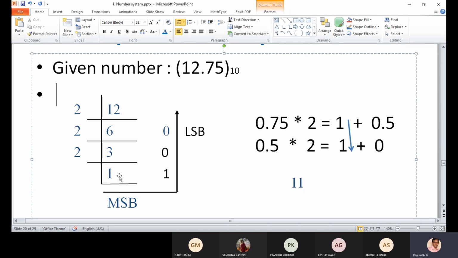Okay, so what is the answer now? 1100. So that is the equivalent binary. What is the equivalent in octal? Anyone tell me? 14. Am I correct? And what is the base value of octal? 8.